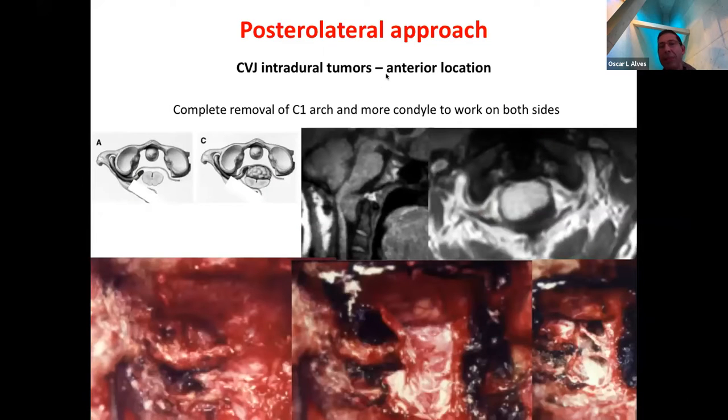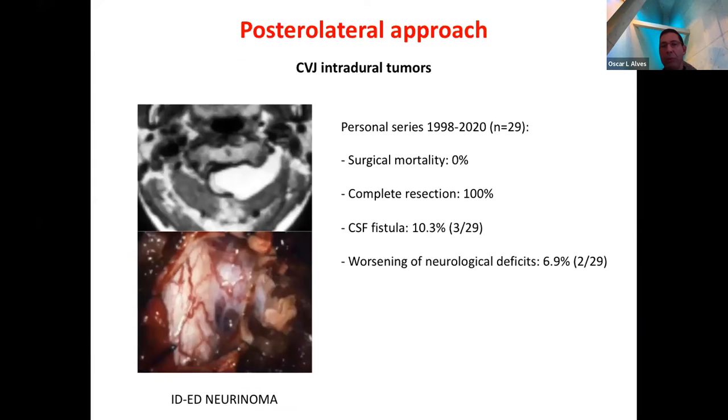If it is a completely anterior located tumor, which is more difficult, what I do is normally to work on both sides alternatively and transpose the vertebral artery on both sides, so you can have access from one side and the other to completely remove the tumor.